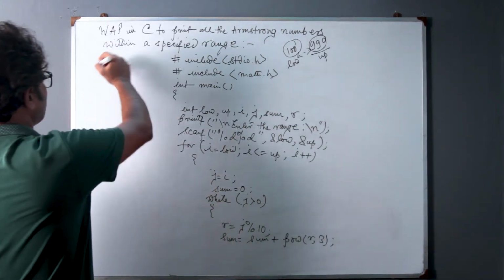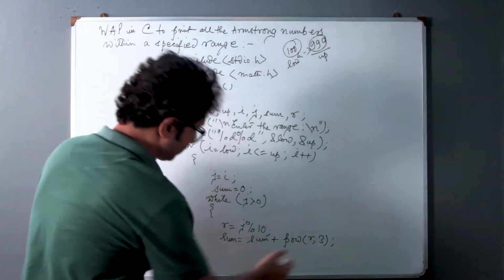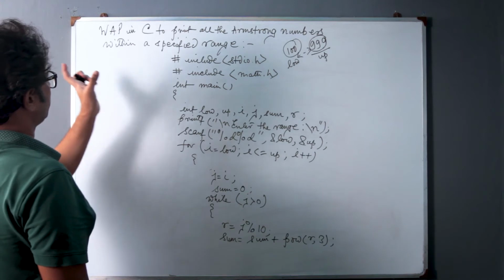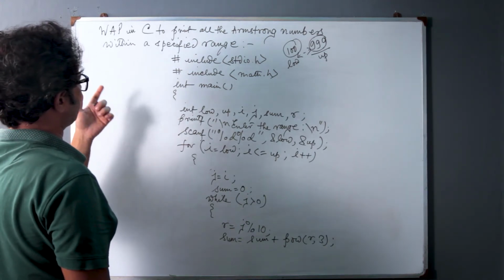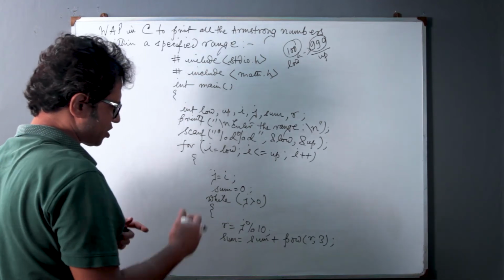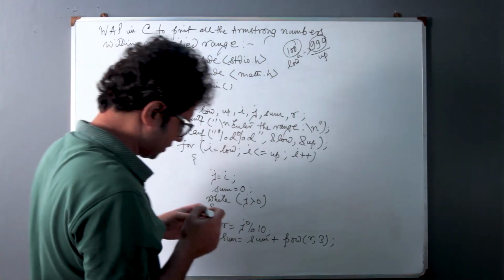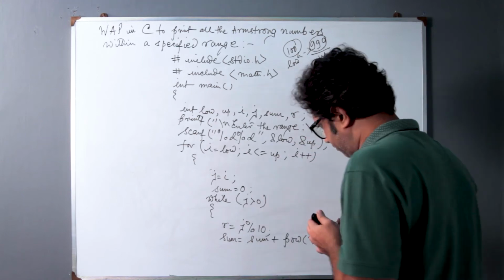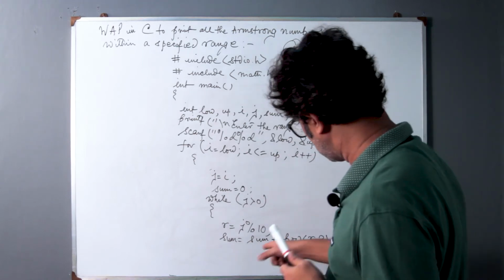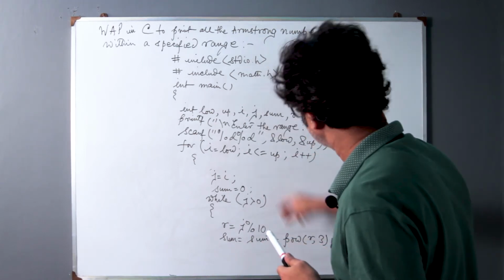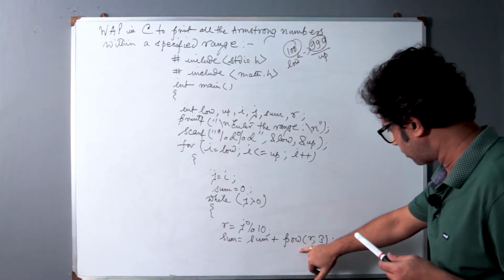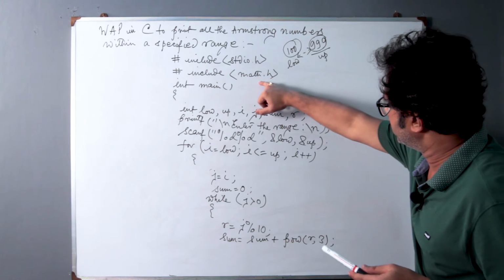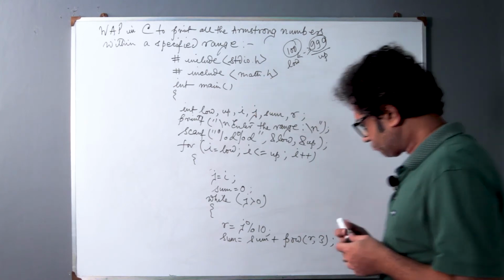As you know, all the Armstrong numbers are determined in this logic, that is, the sum of the cubes of the digits is to be calculated, and we will try to match that sum with the original number. If both of them match, then we infer that the number is an Armstrong number. So sum is equal to sum plus power r comma 3. We have included the math.h header file for using this power function.